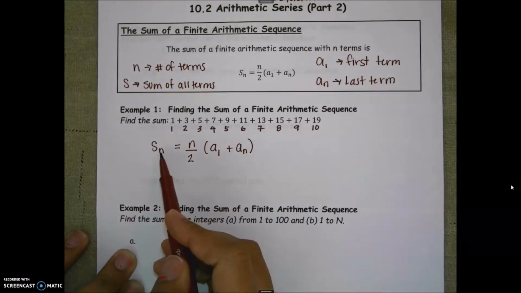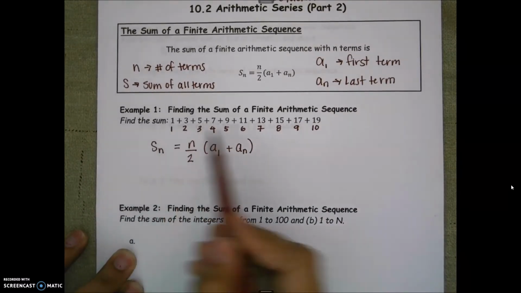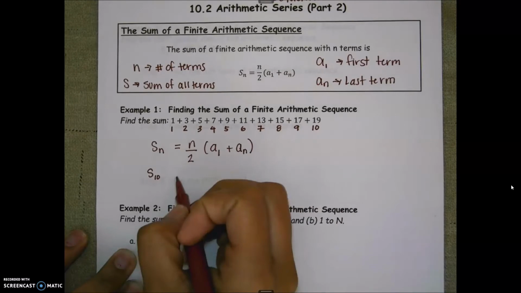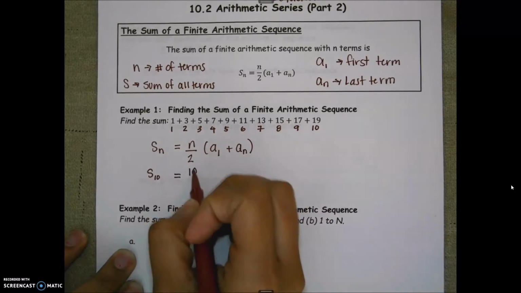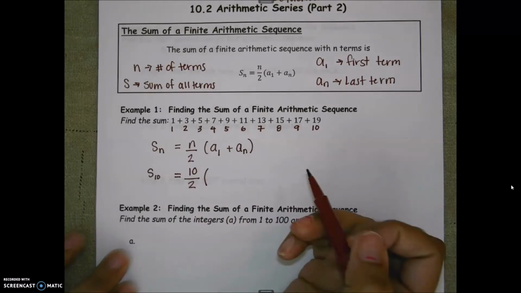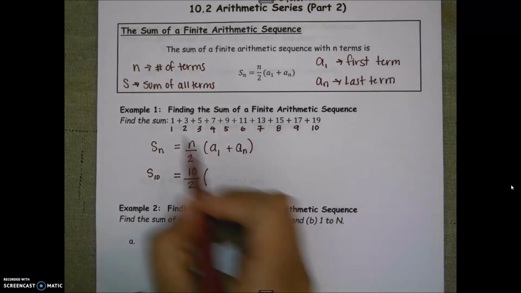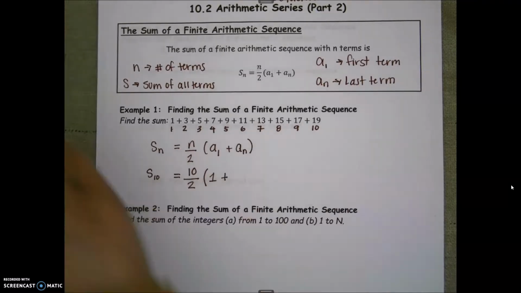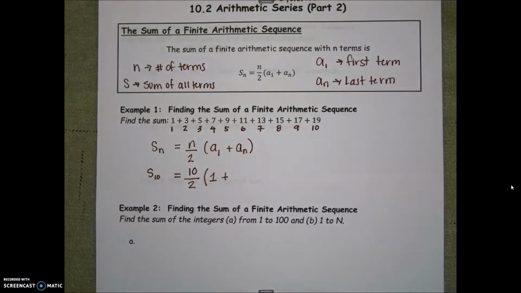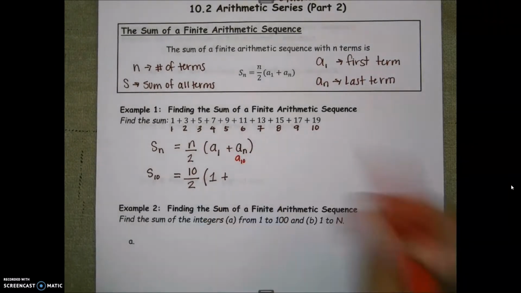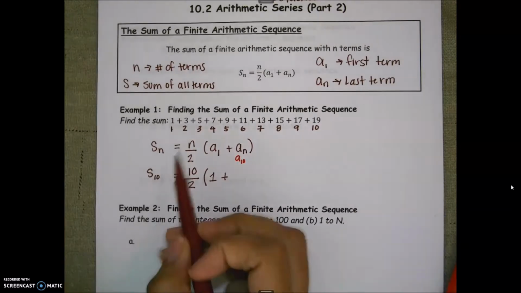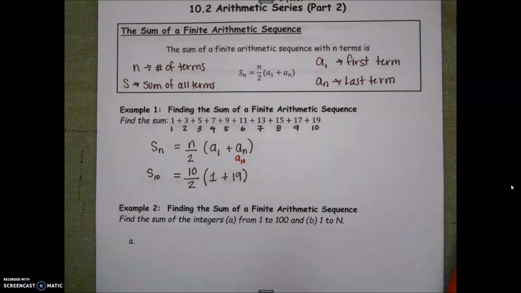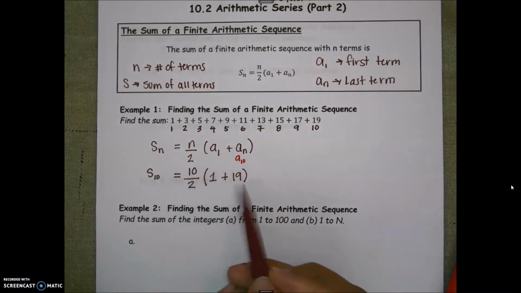So n represents the number of terms that we have. I have 10 terms, so I want to find the sum of the 10 terms. So n is 10. That's what we're going to plug in. 10 divided by 2 times a1, your first term in the sequence, which is 1. An, or a10, because we are looking for the sum of all 10 terms. Remember, you want the first term and the last term of the sequence. And if n is 10, then I'm looking for the 10th term. The 10th term is 19. Okay, so I have 10 divided by 2 times 1 plus 19.